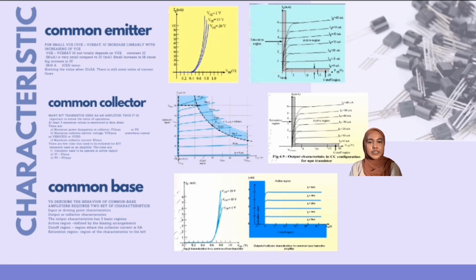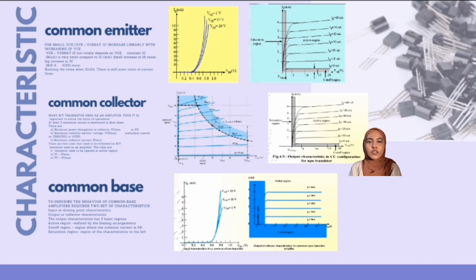The last one is common collector. Many BJT transistors are used as an amplifier. It is important to notice the limit of operation. At least 3 maximum values are mentioned in the datasheet. There is maximum power dissipation at collector, PC max or PD. Maximum collector emitter voltage is VCE max, sometimes named as VBR or VCEO. Maximum collector current is IC max.